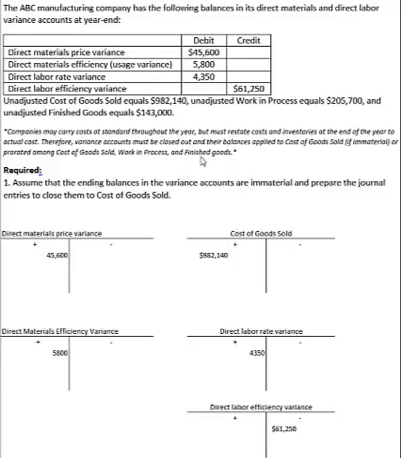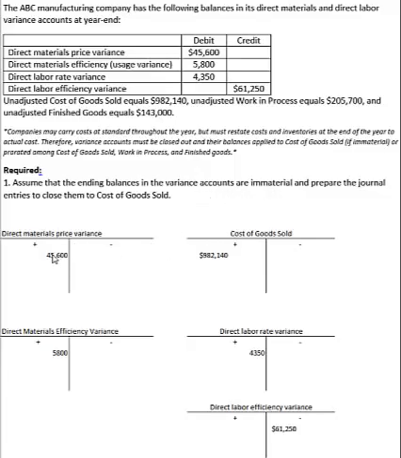And so at the end of the year, we've learned, when we met in class last time, we talked about closing each one of these variance accounts out at the end of the year, and they get closed. Where they get closed to really depends on how big they are in aggregate. And if we say that these amounts are immaterial relative to the size of the business and the amount of the product sold and the cost of goods sold, then it all gets pushed into the cost of goods sold account, which is what I'm going to do here.